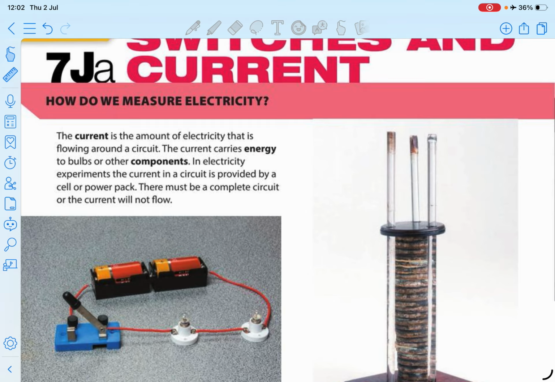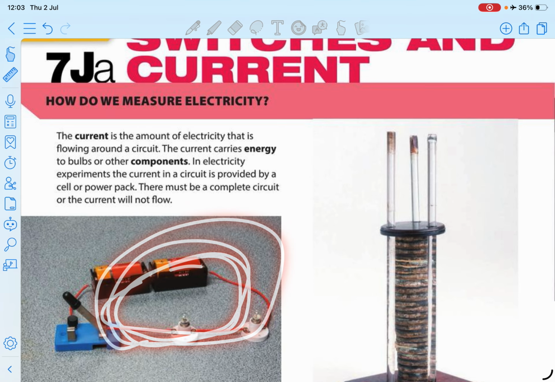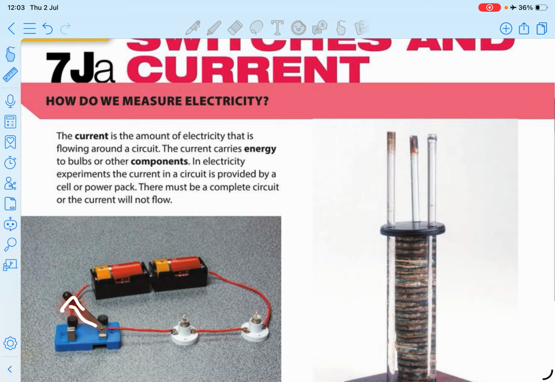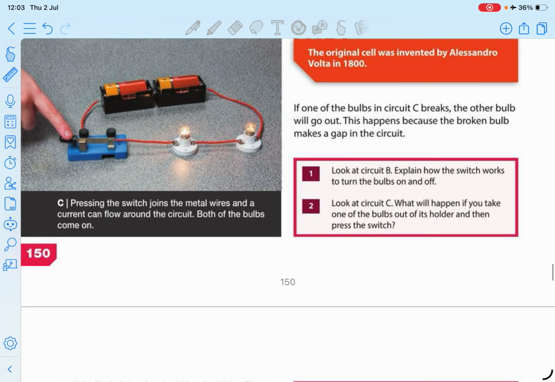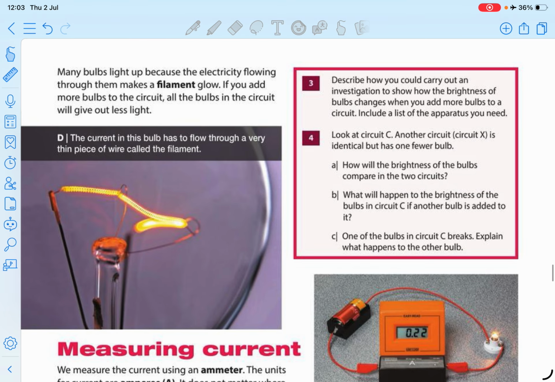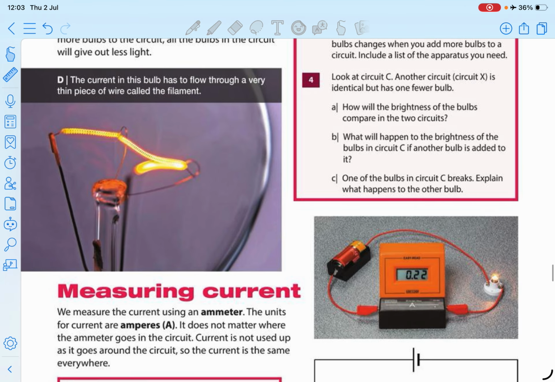The electricity experiment: the current in the circuit is provided by a cell or power pack. The cell generates the current, and it flows to here and goes to here. That is a circuit. If there is a disconnection, the current comes to here and will not complete its cycle, so the current will not pass and the bulb will not light up. And there you can use series circuits and parallel circuits. Read these lessons, there are some small things.